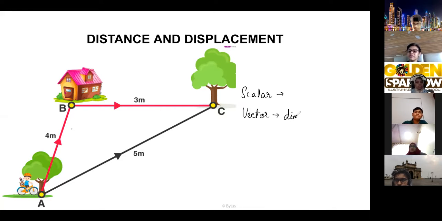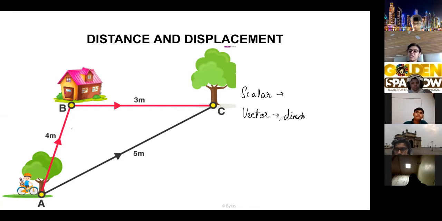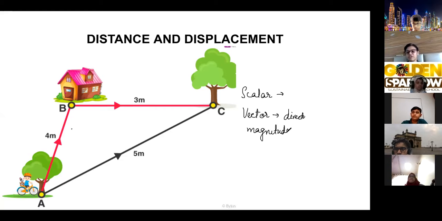A vector has direction. So a physical quantity with both magnitude and direction is a vector quantity, and a scalar quantity is a physical quantity with only magnitude. Only magnitude. So distance is a scalar quantity and displacement is a vector quantity. This you have to remember, the difference between these two.